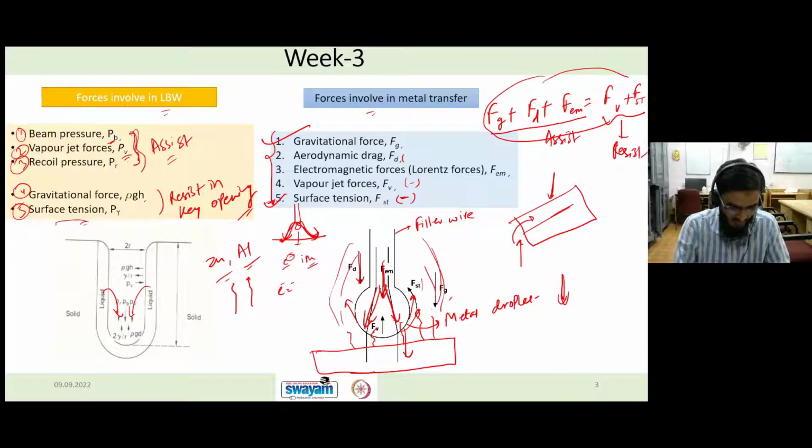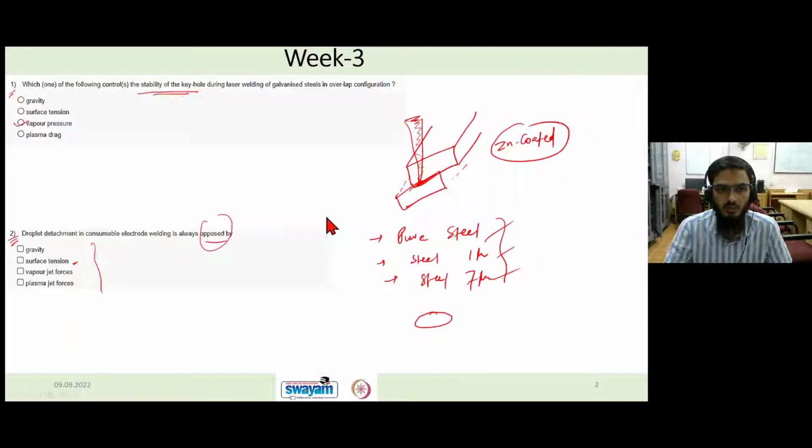Yes, sir. Please continue. Yeah. So now we'll go back to our question. Droplet detachment in consumable electrode welding is opposed by. As you said, surface tension, that is true. But in some cases, as I told, if you are doing uphand welding, gravity can also oppose your droplet detachment, right? So the right answer is 1 and 2. Vapor pressure, the vapor jet, will also oppose, right? Yeah, correct.